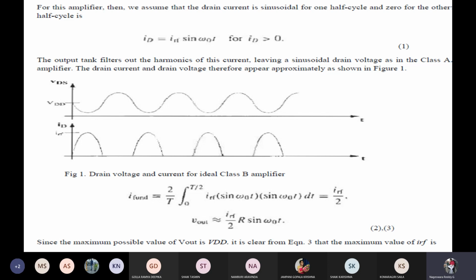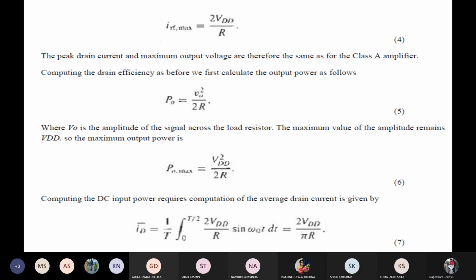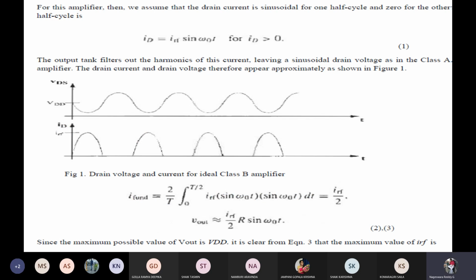So I fundamental is equal to 2 by T integral 0 to T by 2 of IRF sin omega naught t dt. So the I fundamental equation is equal to 2 by T integral 0 to T by 2 of ID sin omega naught t. ID is nothing but IRF sin omega naught t. Substitute in equation 2. After the simplification we get the value IRF by 2. I fundamental is equal to IRF by 2.